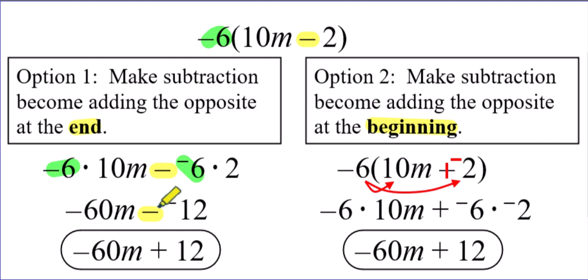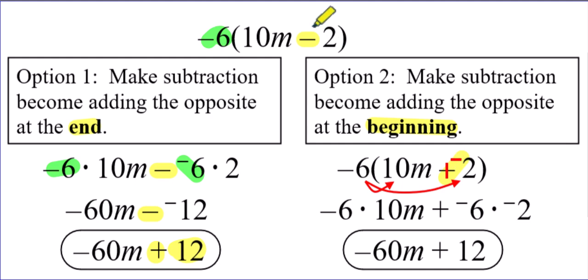So instead of having minus and negative, we're going to say subtraction is the same as adding the opposite. And the opposite of a negative is a positive. That's one way of doing it. Option 2, you can make the subtraction in between become adding the opposite right away.